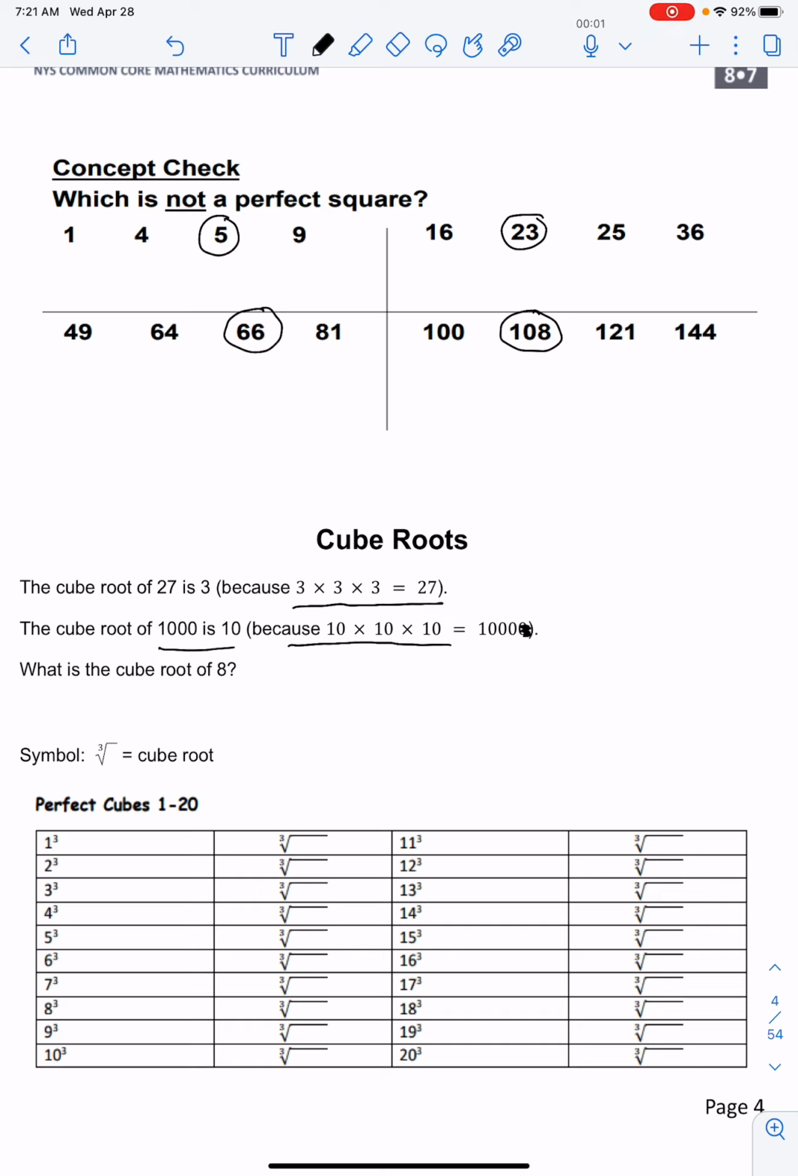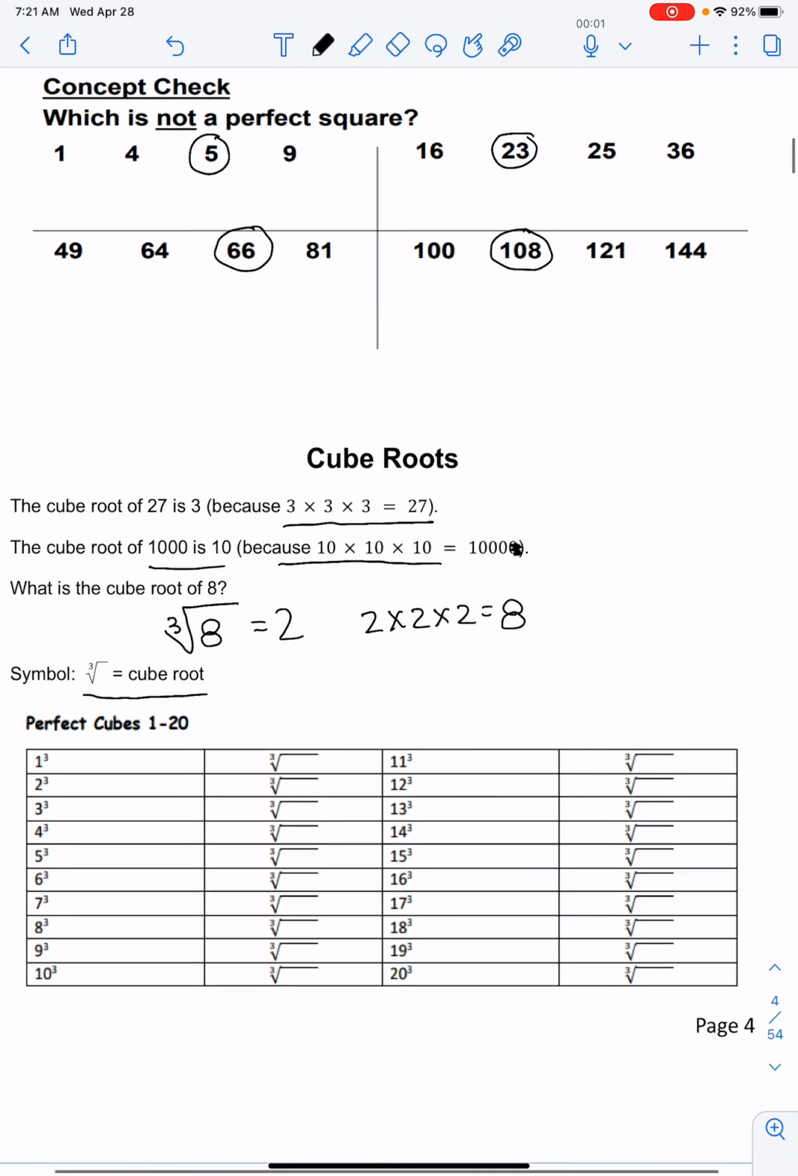And it says, what is the cube root of 8? The way that we write that is this way. The symbol is this. So our cube root of 8, and the way that we write that is cube root of 8 is 2, because 2 times 2 times 2 is 8. Okay?